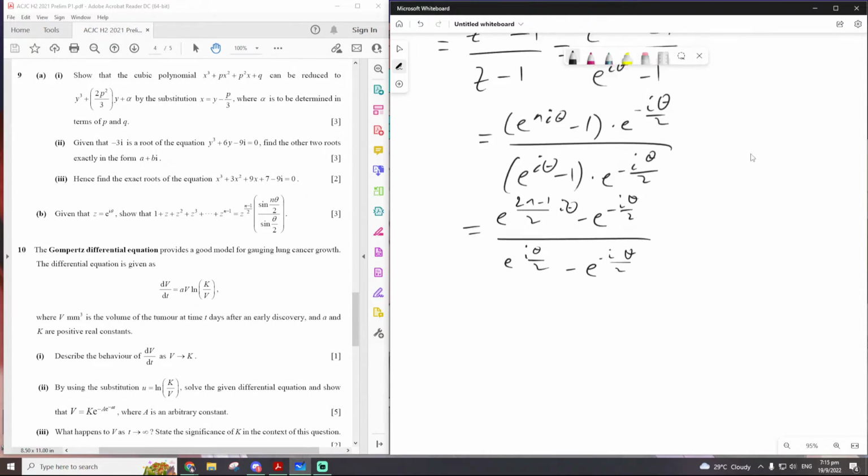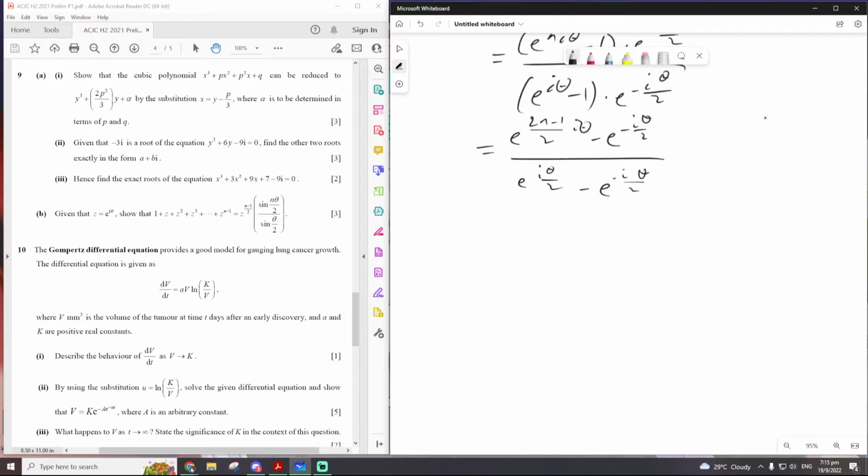Alright, so how does this help us? Well, I know that this form is something that I know, right? e to the i theta over 2 minus e to the negative i theta over 2 is actually 2i sine theta over 2, because it's the difference of two complex numbers which are conjugates. So you will get 2i times the imaginary part. The imaginary part is sine theta over 2. So this is 2i sine theta over 2.